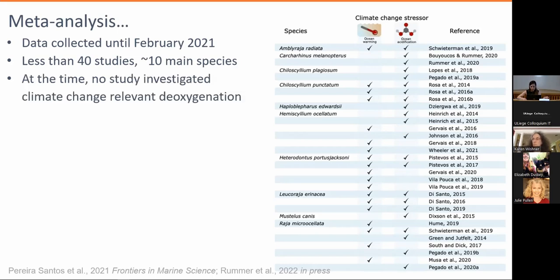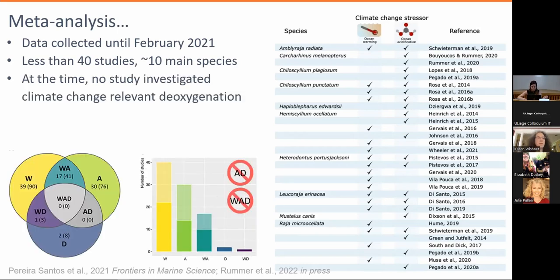Right, okay. As we expanded our searches, we still found the sheer lack of other studies documenting deoxygenation or multiple climate change stressors in combination. As you can see here, these are the figures from our Frontiers paper. The bulk of the studies, as you can see in yellow, investigate warming in isolation, and then acidification, with a few combination studies, but no studies investigating acidification and deoxygenation in combination, or the trio.